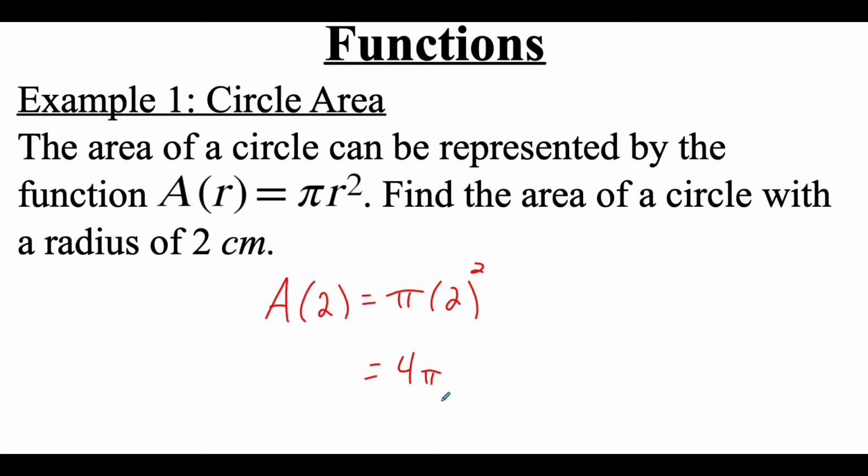We do want to make sure that we're labeling our answer, though. We were told that we were measuring this radius in centimeters, so I'm going to throw a centimeters label on here, but because we're talking about area, we want to square that label. So it's 4 pi centimeters squared.